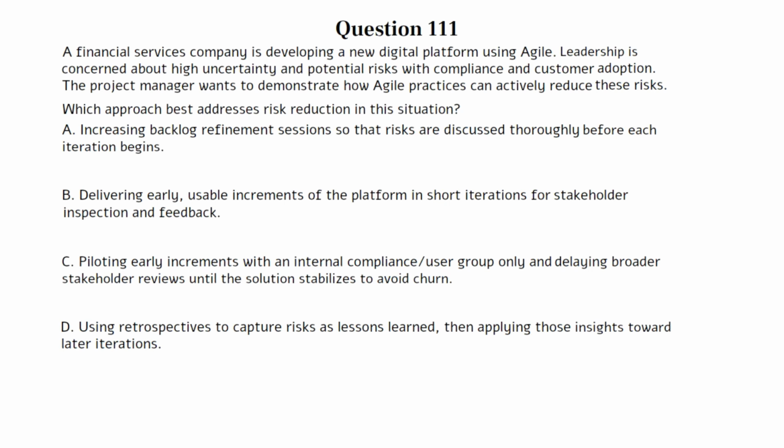A. Increasing backlog refinement sessions so that risks are discussed thoroughly before each iteration begins. B. Delivering early, usable increments of the platform in short iterations for stakeholder inspection and feedback. C. Piloting early increments with an internal compliance user group only and delaying broader stakeholder reviews until the solution stabilizes to avoid churn. D. Using retrospectives to capture risks as lessons learned, then applying those insights toward later iterations. You can pause the video here if you need more time to work on the question.